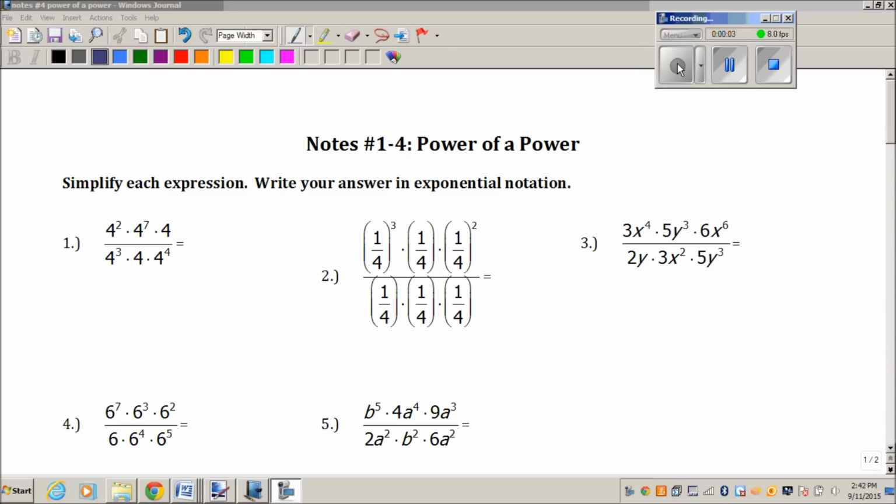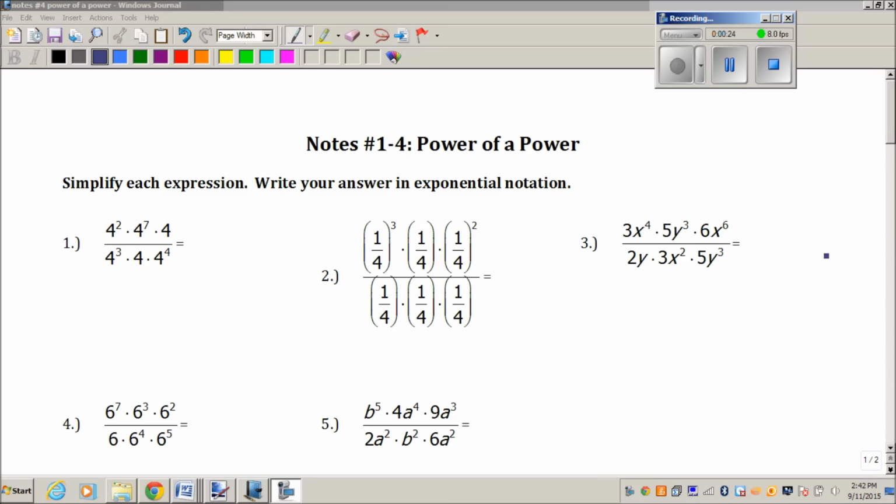Hello and welcome to the video for notes number 4. These notes are for raising a power to a power. So we're continuing to learn about our exponent rules. These first 5 examples that you see at the top of your notes, you should be on notes 1-4.